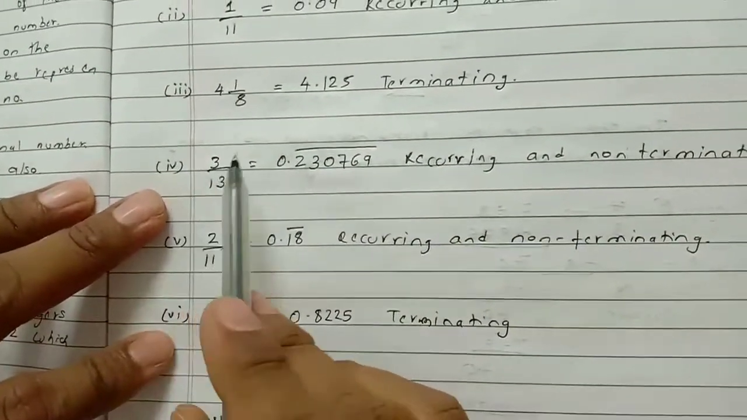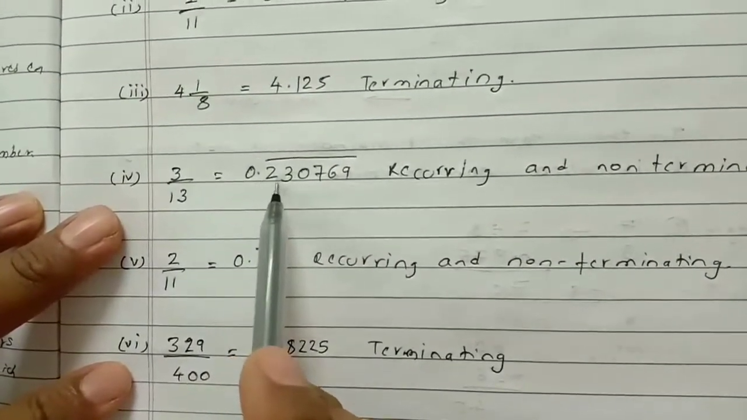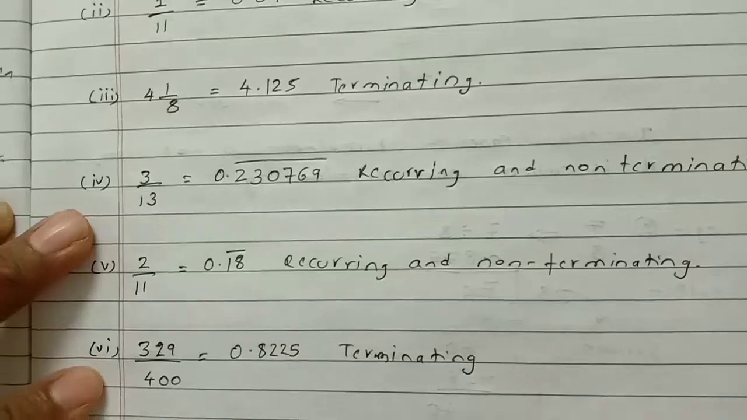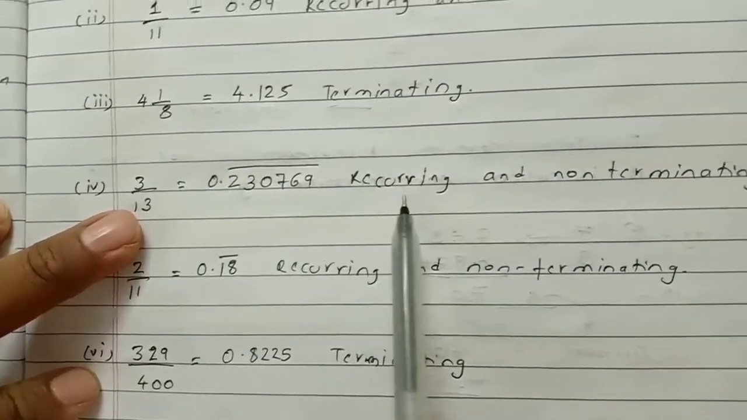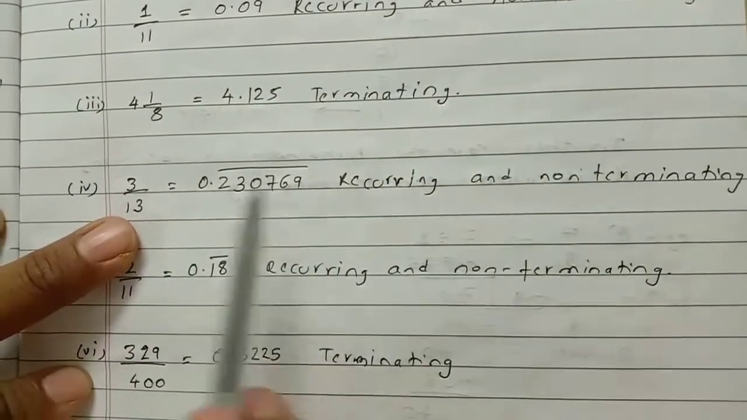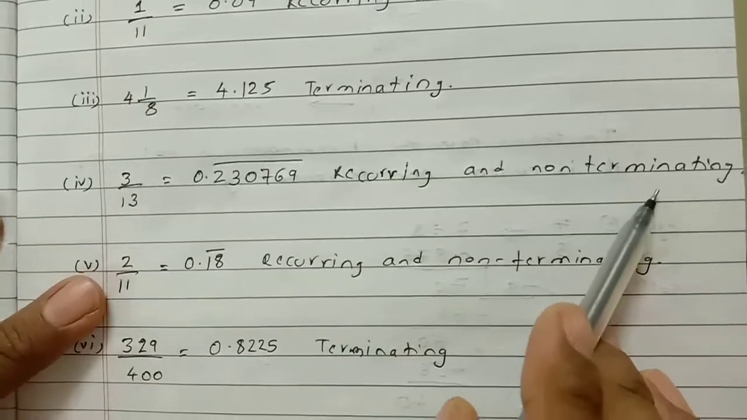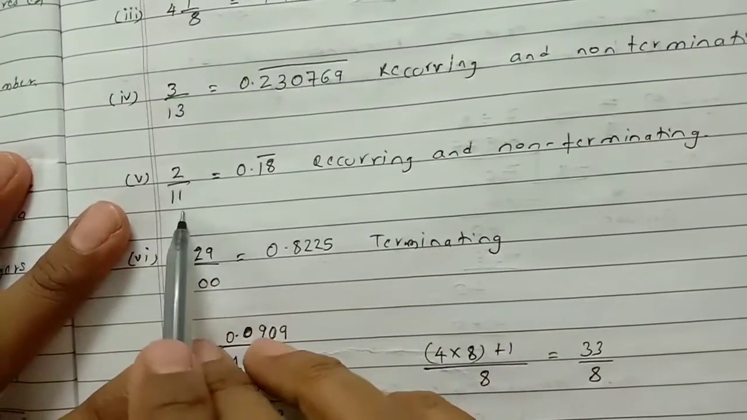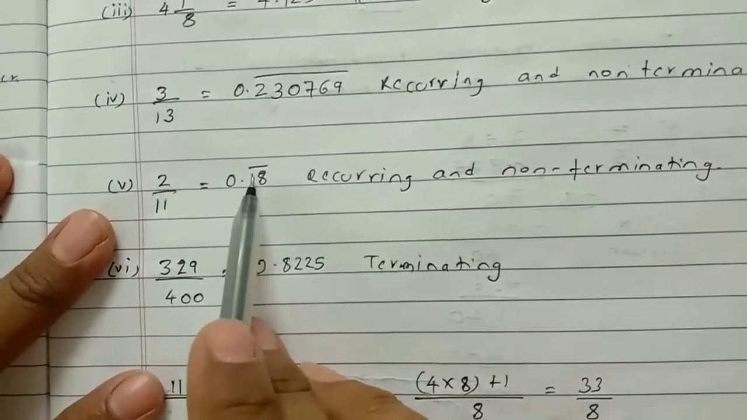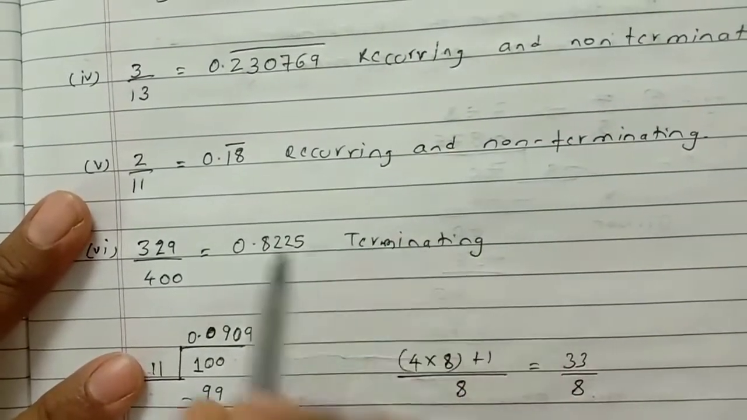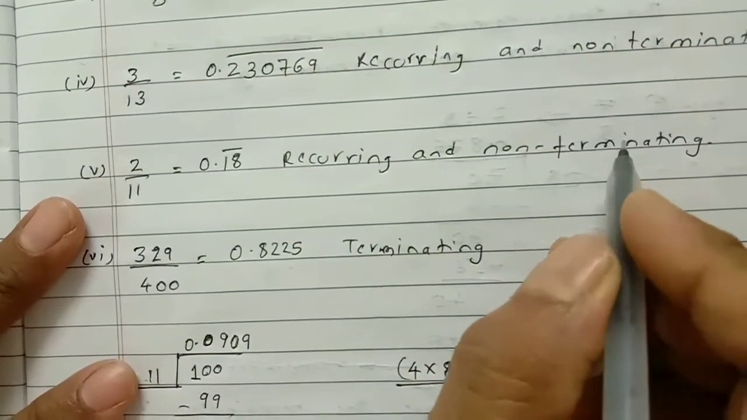Now the fourth one, 3 by 13, is equal to 0.230769. If we divide, we will get this. So it is called recurring and non-terminating. These numbers will be repeated and the remainder will not be 0. So it is non-terminating. Now the next example is 2 by 11. If we divide, we will get 0.18. The number 18 will be repeated. So it is called recurring and non-terminating.